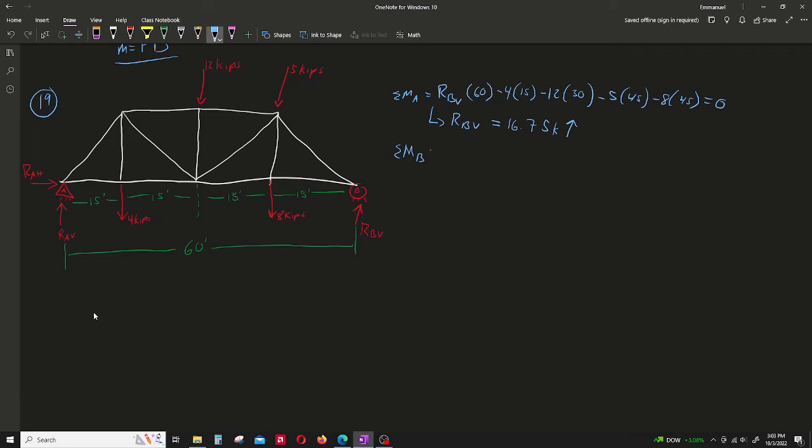MB is just equal to minus RAV. Again, minus only because it's making the whole entire system rotate clockwise, and that's 60 feet away, plus 4, which is 45 feet away, plus 12, which is 30 feet away, plus 5, which is 15 feet away, plus 8, which is 15 feet away, equals 0. And again, all those are positive because they're making the whole entire system rotate counterclockwise. So therefore, RAV is equal to 12.25 kips going straight up.